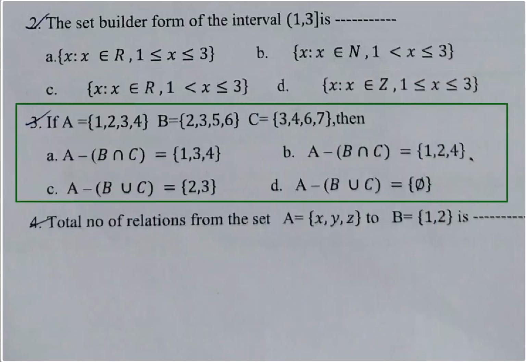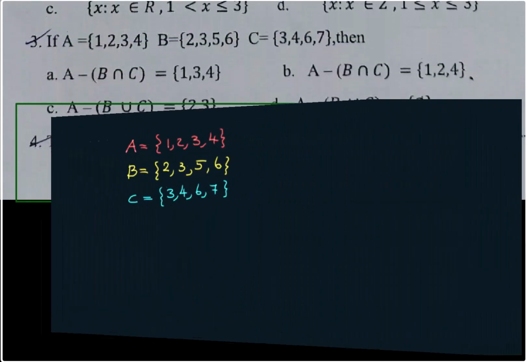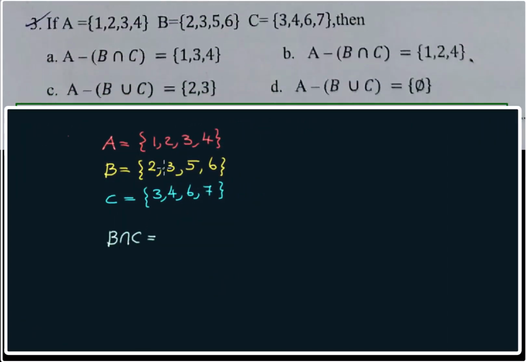In the next question, 4 expressions are given connecting operations on the given 3 sets. We need to select the true one. We begin with the first expression, A minus B intersection C. First we find B intersection C. It is a set of elements common to both B and C. So it is the set {3, 6}.